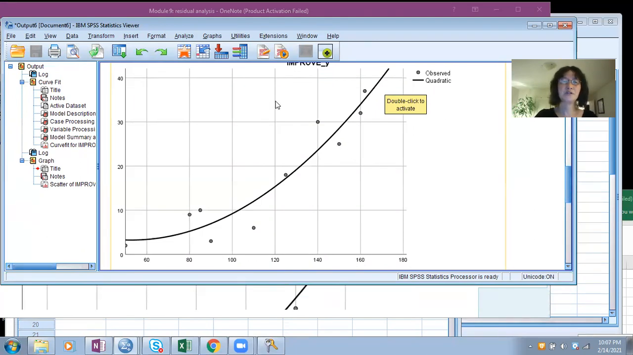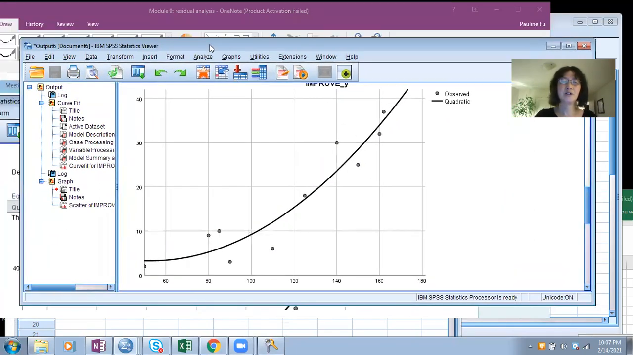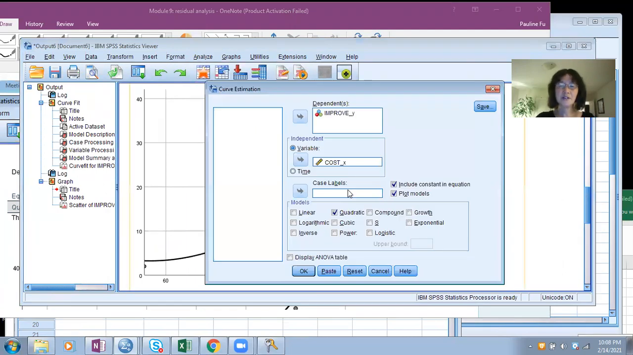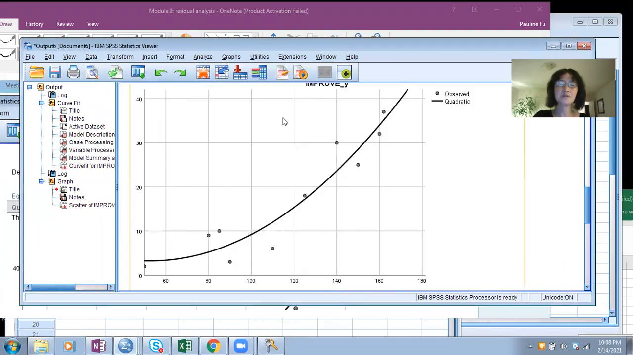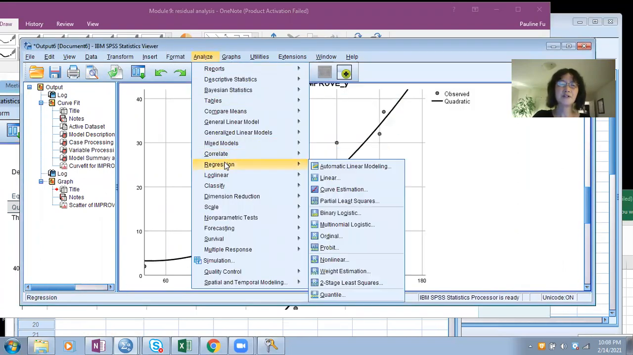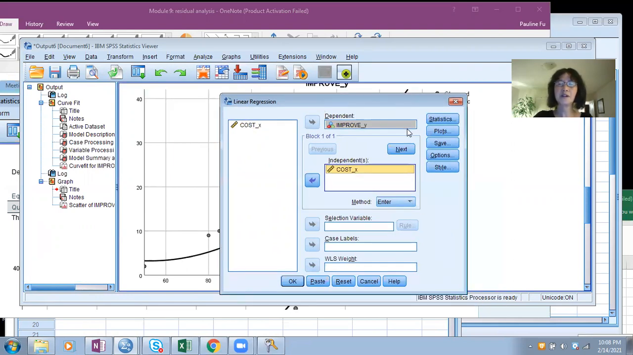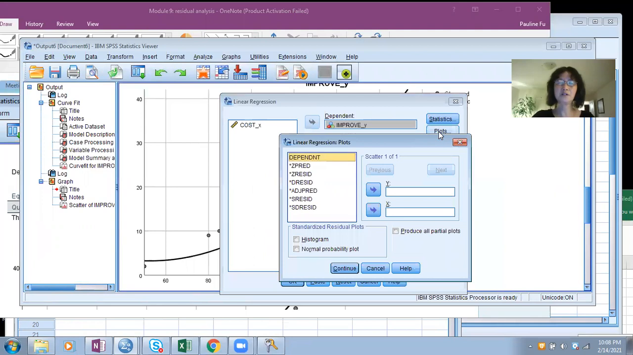To create a residue plot, you can do this. Analyze, regression, and then curve estimation. Do I have plot? Not here, so I'll go to Analyze, Regression, and then Linear. So Y is the dependent variable, X is the independent variable, and then from here you click Plot.